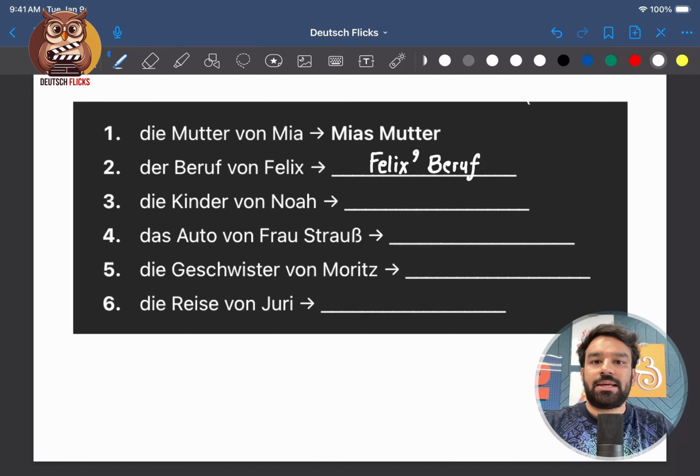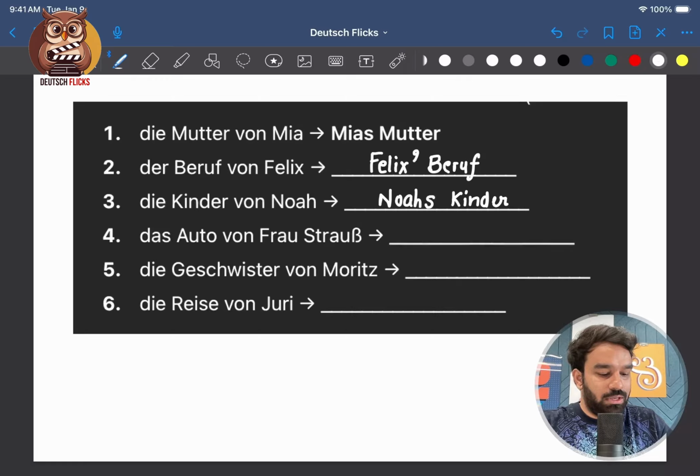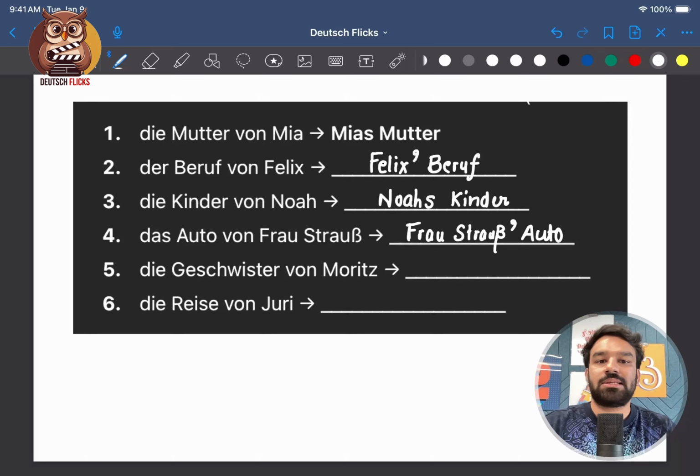Nummer 3, die Kinder von Noah. Now there's no problem with this name, Noah. And if I put S, I would be able to pronounce it properly. Noahs Kinder, Noah's children. Nummer 4, das Auto von Frau Strauss. So Frau Strauss ends with SS. So I'll just put only an apostrophe. Frau Strauss' Auto. So that means this car belongs to Mrs. Strauss.